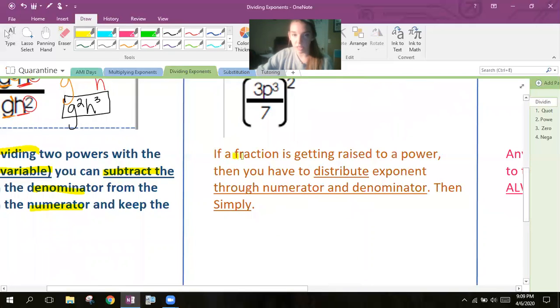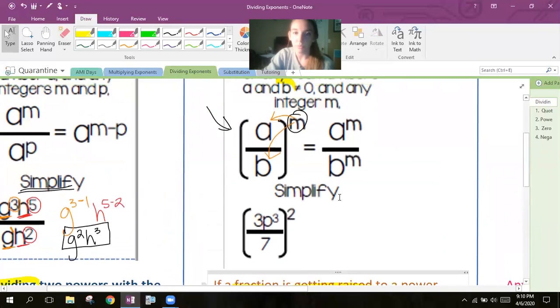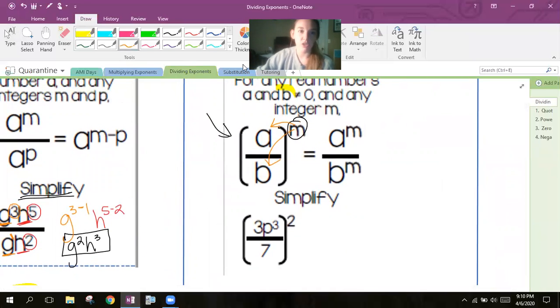So if a fraction is getting raised to a power, you're going to distribute the exponent through both the numerator and the denominator. Okay, so again, you need to pause the video and write that note down because that's an important fact about the power of a quotient rule. Once we have distributed that, if we distributed that exponent through to the a, that would become a to whatever power. And then if we distributed it to b, it would be over b to that same power.